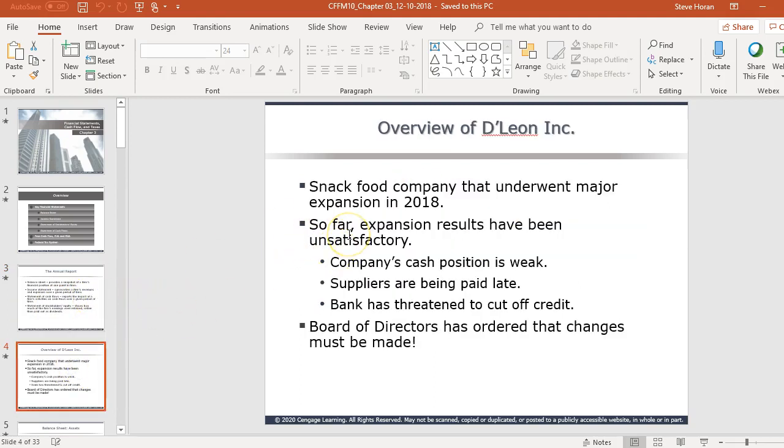And then the PowerPoint gives us an example of a company called DeLeon, snack food manufacturing company. They went through a major expansion, and unfortunately the expansion has not turned out well. Their cash position is weak, suppliers are paid late, and the bank has threatened to cut off credit. Just think of them as like Little Debbie. Just imagine if we were looking at the financials of Little Debbie. It's kind of the same thing.